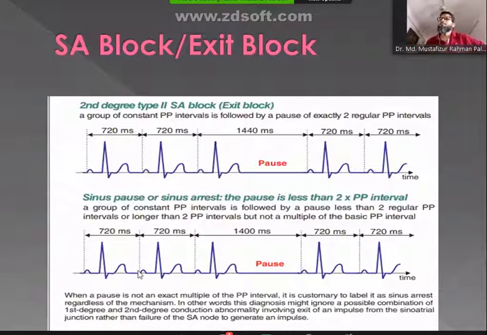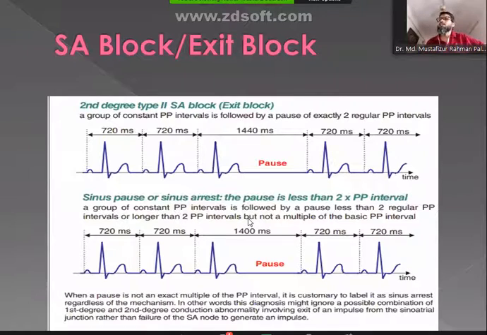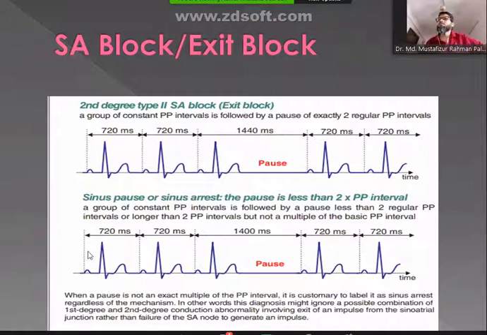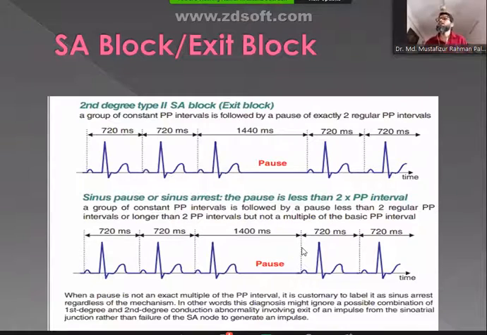The PP interval is regular, but suddenly the P wave is absent, and when the P wave comes again, the regularity is not maintained. There is no multiplication of two or three or anything else. Anytime the SA node can fire and generate the P wave, so there is no relationship to any multiple. In group beating the PP interval is constant, but after the pause the PP interval does not follow any rule.